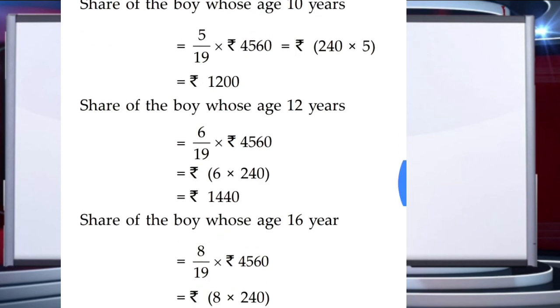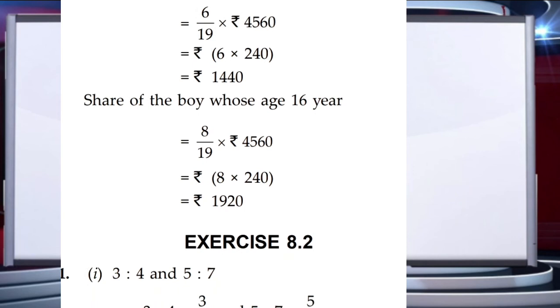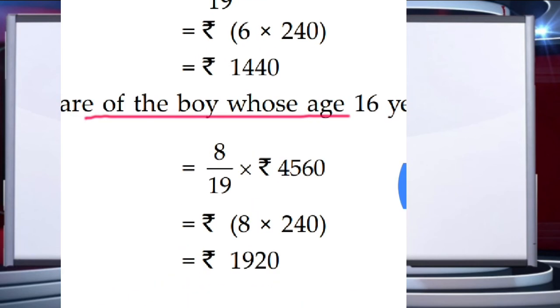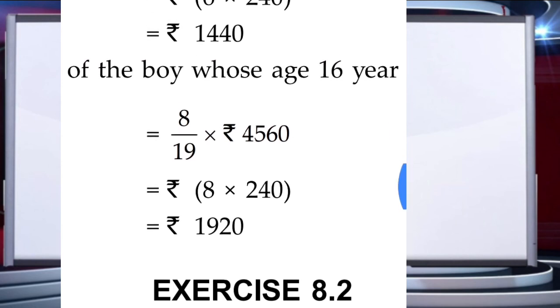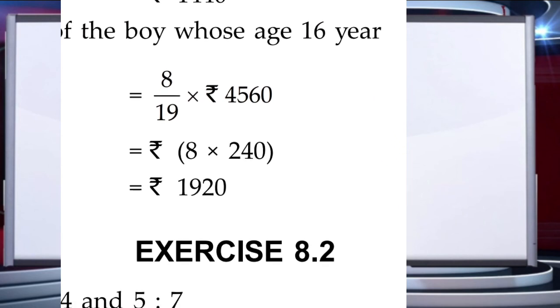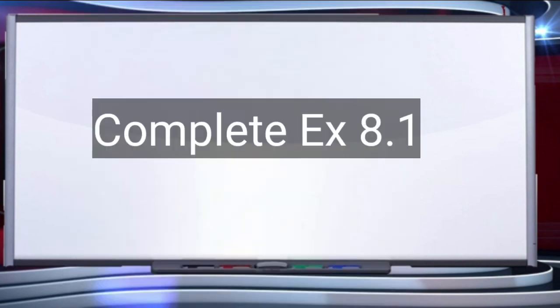Now the share of the boy whose age is 16 years. See, 16 has been reduced to 8. So 8 upon 19 into 4560. So again you will cancel it. Here you will get 240. So 8 into 240 is rupees 1920. Now you will complete exercise 8.1.